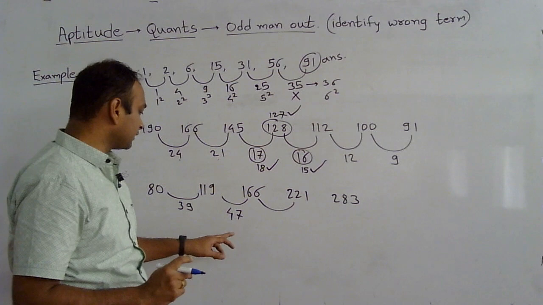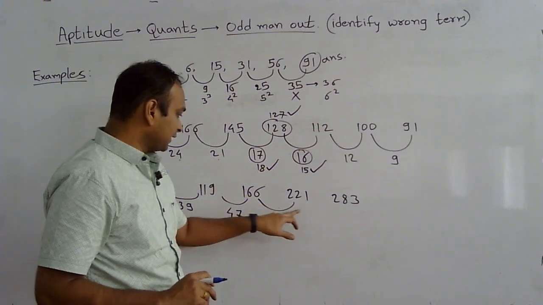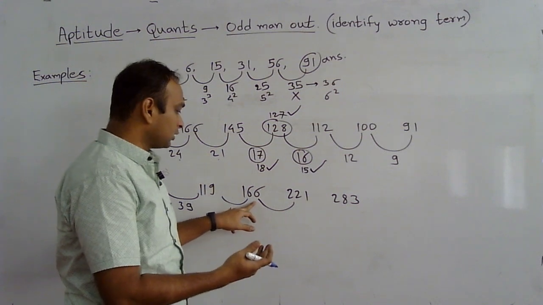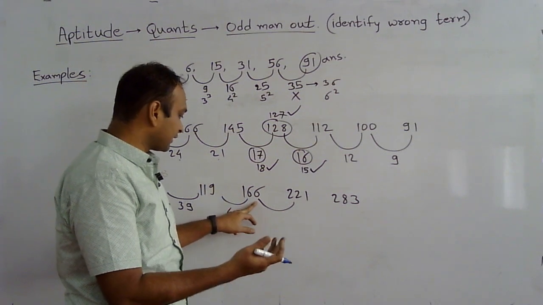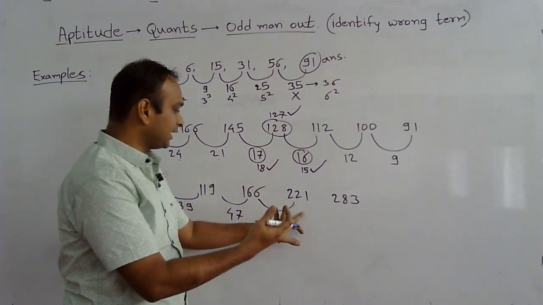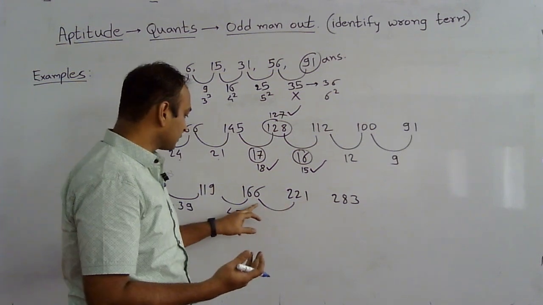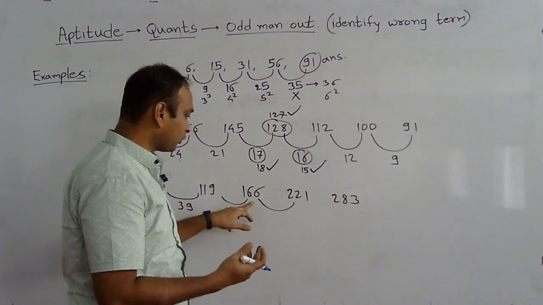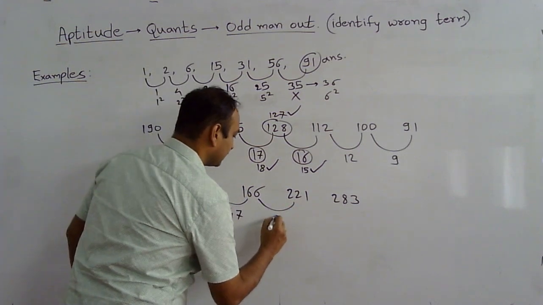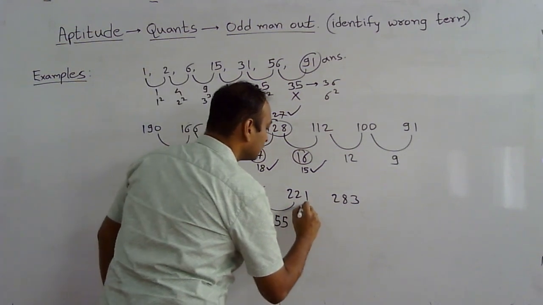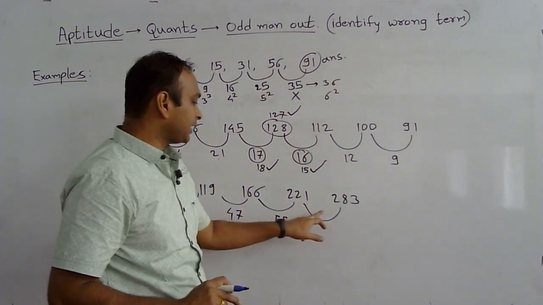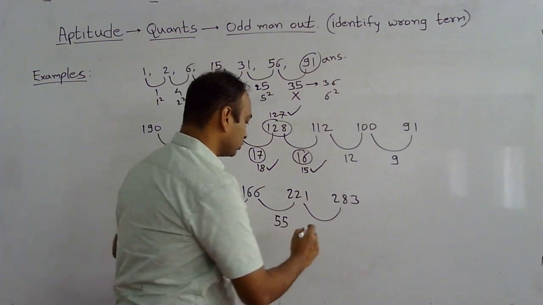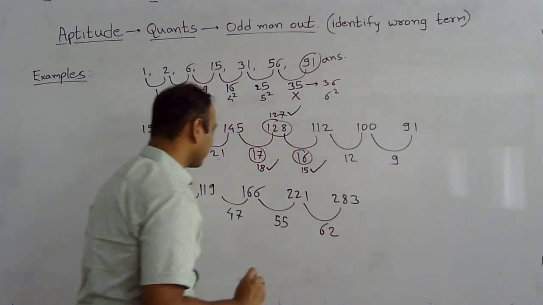Here, what could be the difference? 166 and 221, the difference is 4. If we add 4 in this, it becomes 170. 170 plus 50 is 220. So 50 plus 4 and this 1. So together 55 should be the difference. And here 221 and 283. So what could be the difference? We can say 60 and 2. 62 should be the difference.